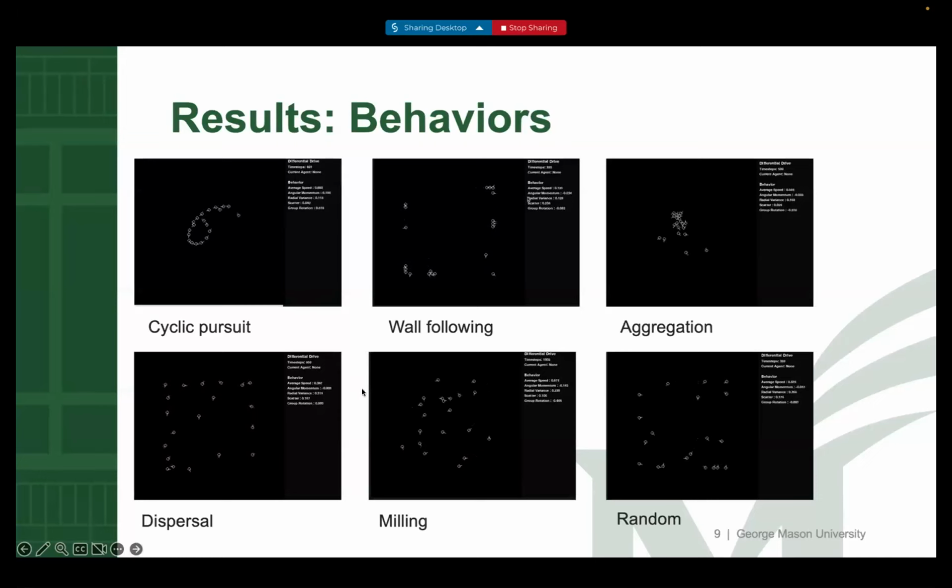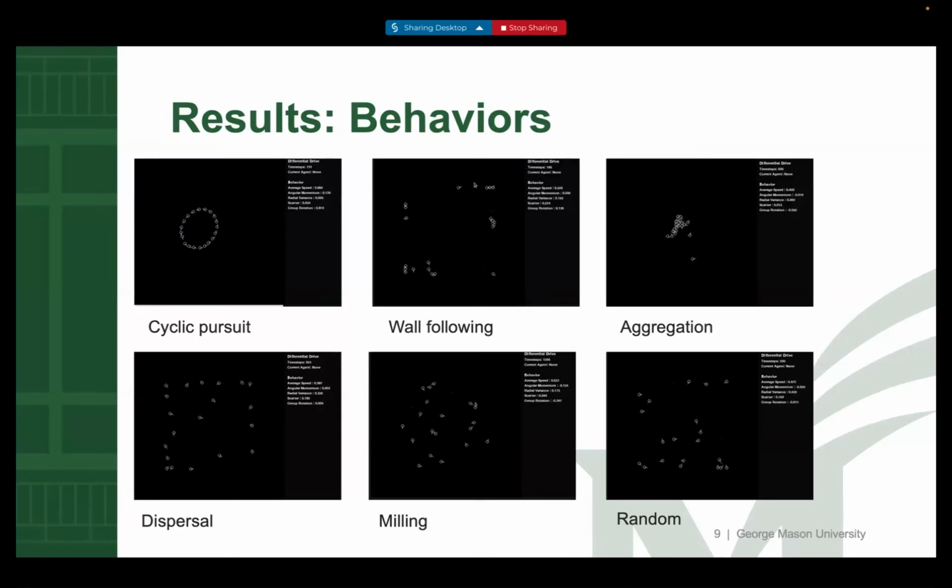So I was able to get all of the behaviors working. The wall following one moves very sluggishly around the wall. But this was the case for AFRL's results as well. Their controllers for wall following also often tended to just be a very wide cyclic pursuit or very slow moving like this.